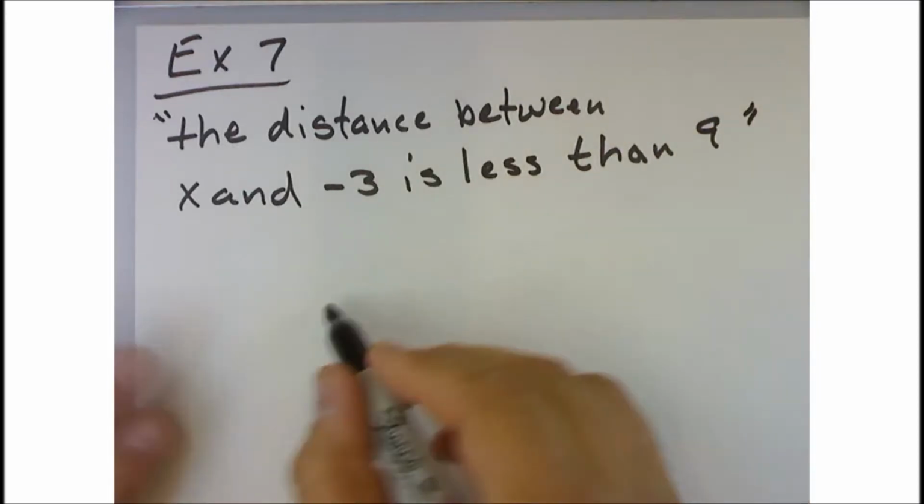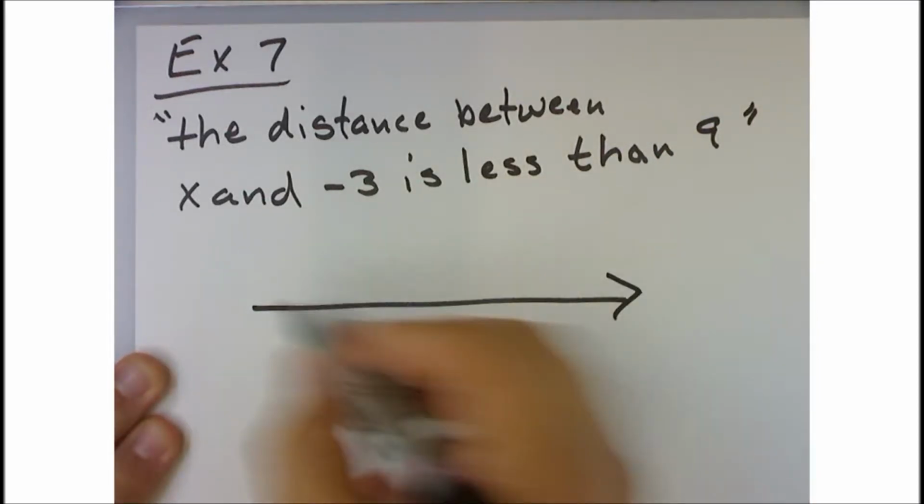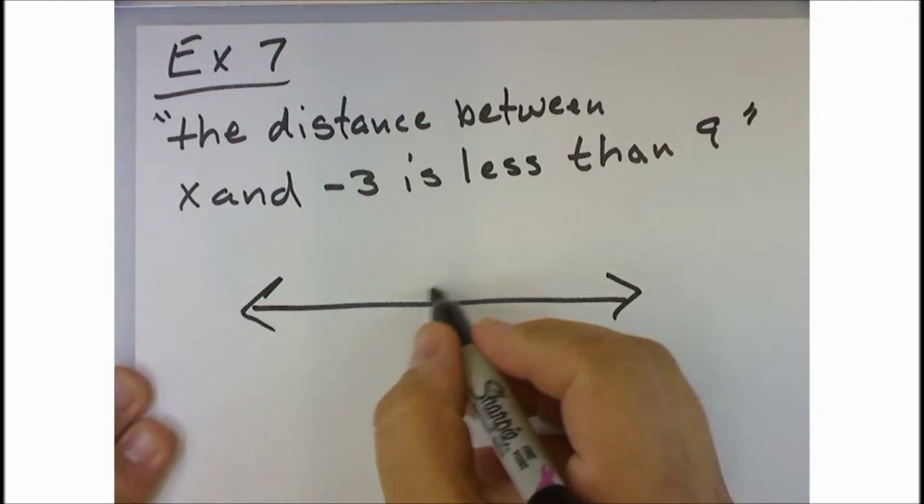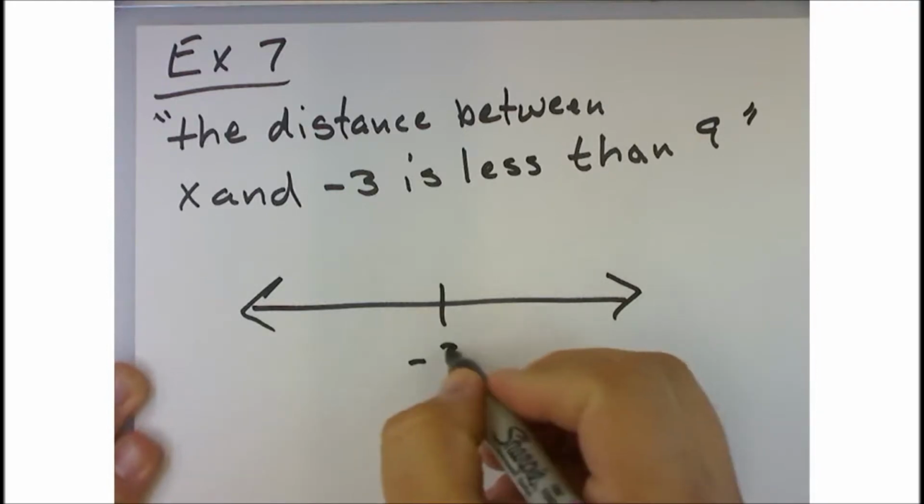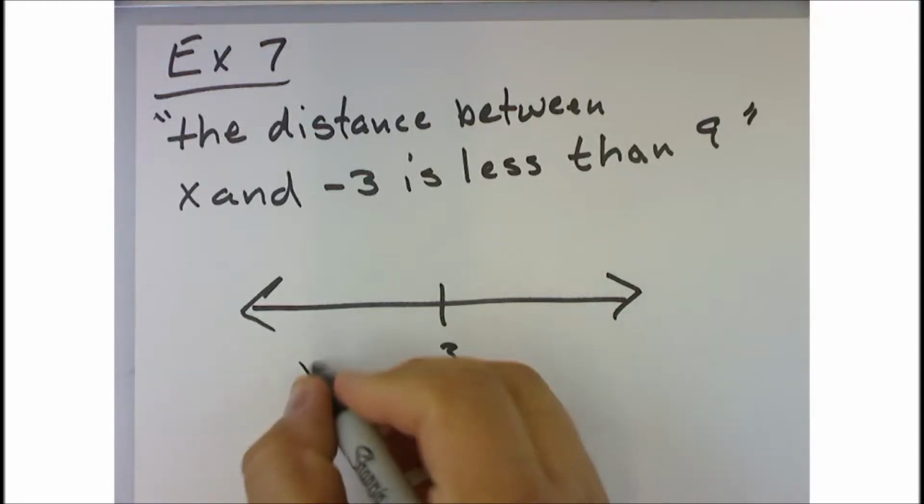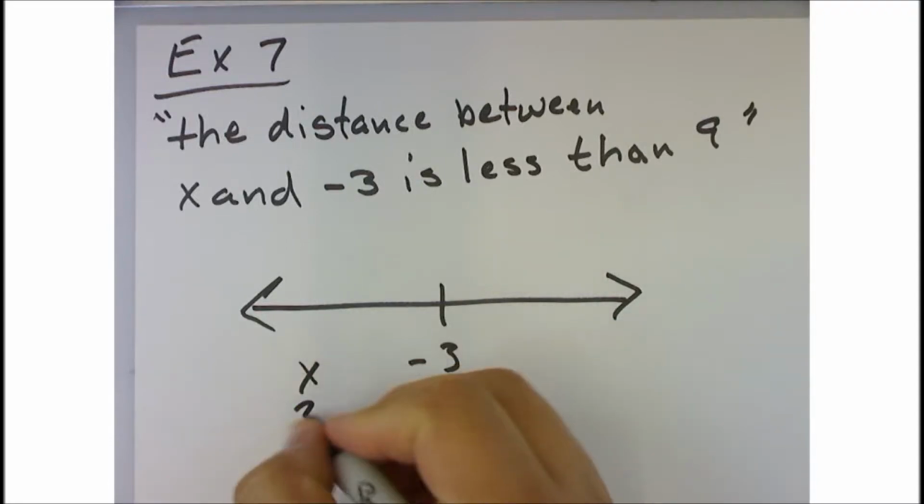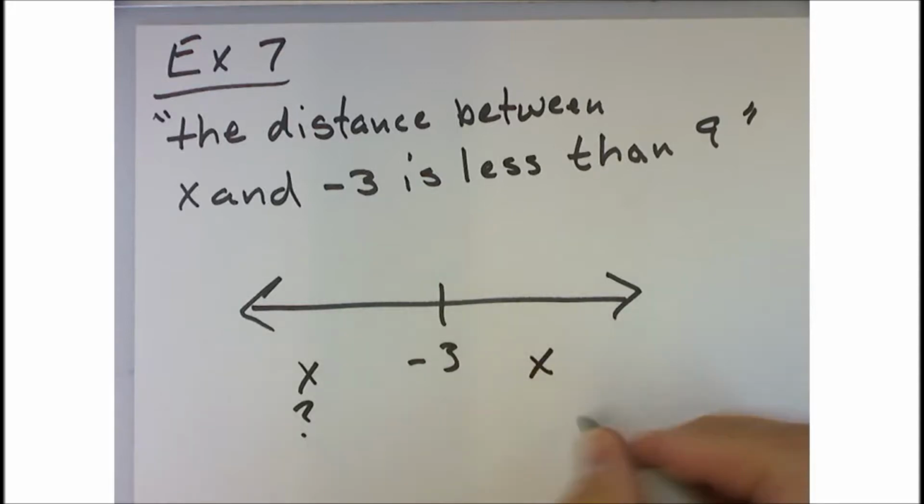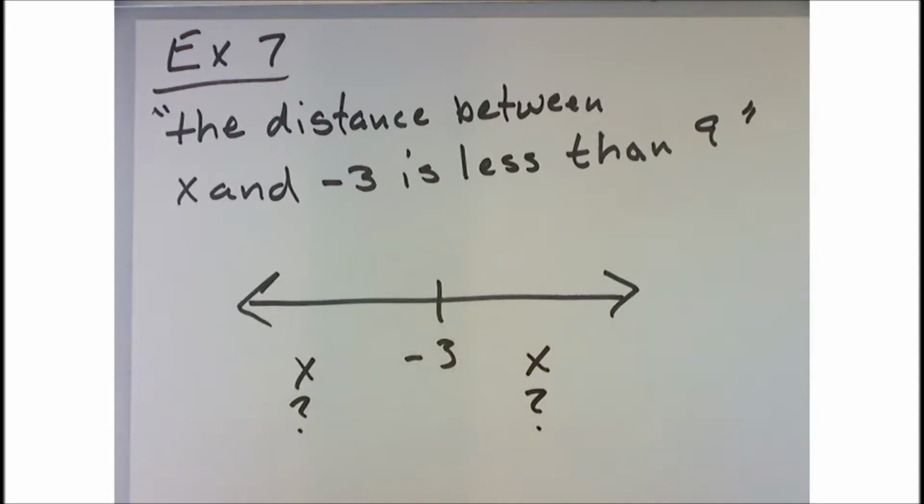And so when we think of a number line, somewhere on the number line there's this number -3, and it says the distance between x and -3. Now, does it tell us where x is? No, so we don't know where x is. X could be here. Heck, we don't know. X could be here. We don't know. So what we need to do is determine what those values, those boundaries, the upper and lower boundaries of that particular parameter is going to be.